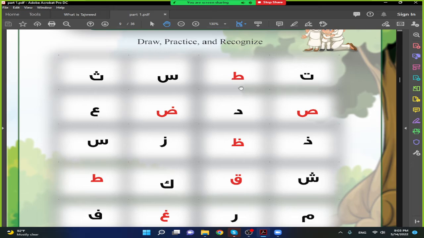I will give you the hint for that in the starting until you are confident to know the Arabic letters in Arabic writing, okay? So what is this letter again? T for Ta. Thaw. And what is this letter, do you know?